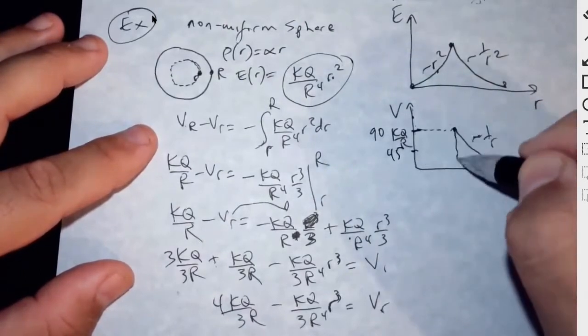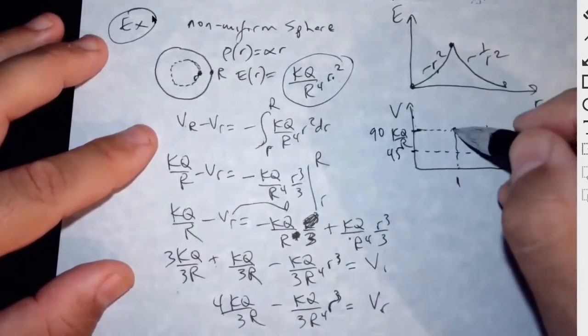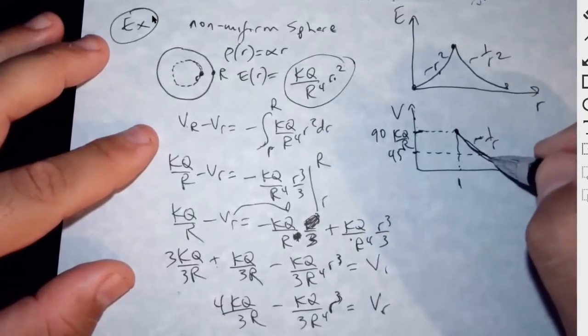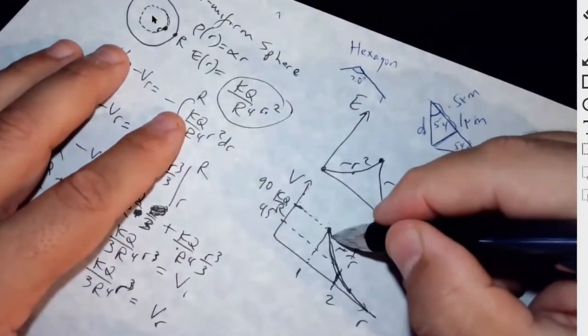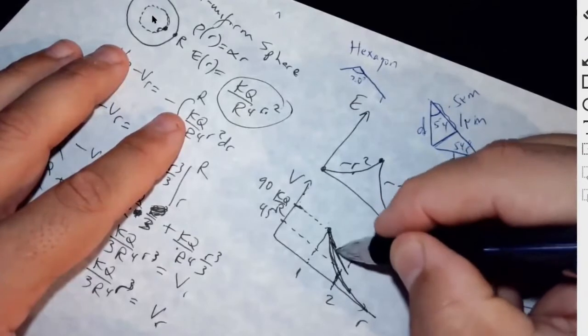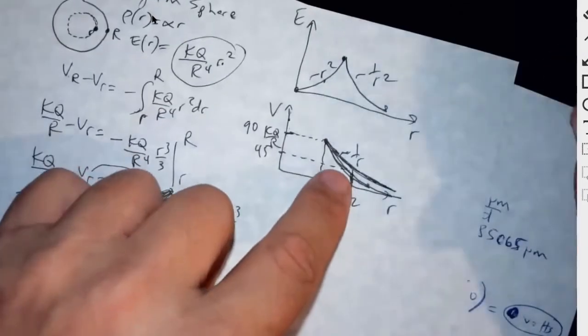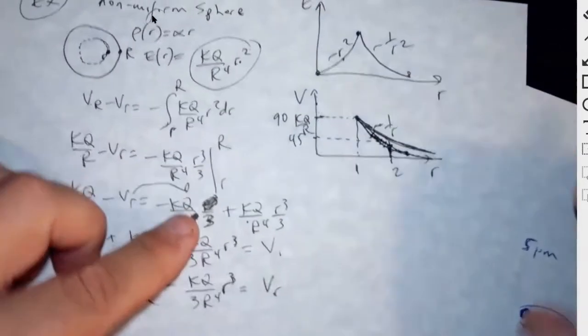So this is R equals 1. It should go like this. Draw it nice and to scale. This is 2. So I shouldn't go down that much here, because the voltage is not a 1 over R squared. So go down less steep.